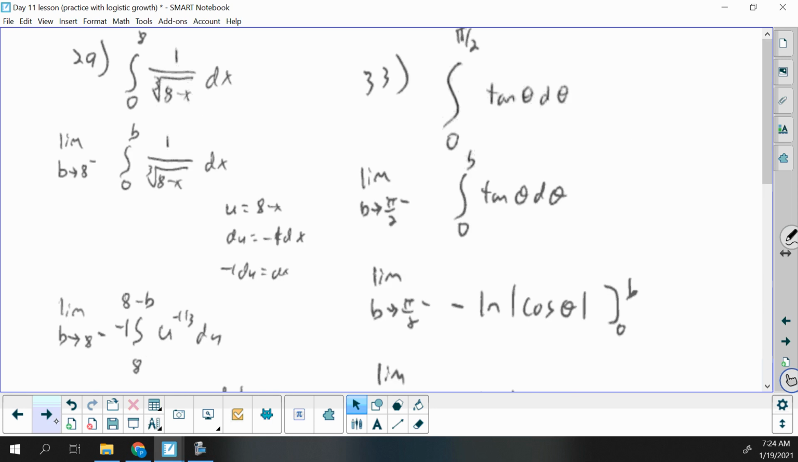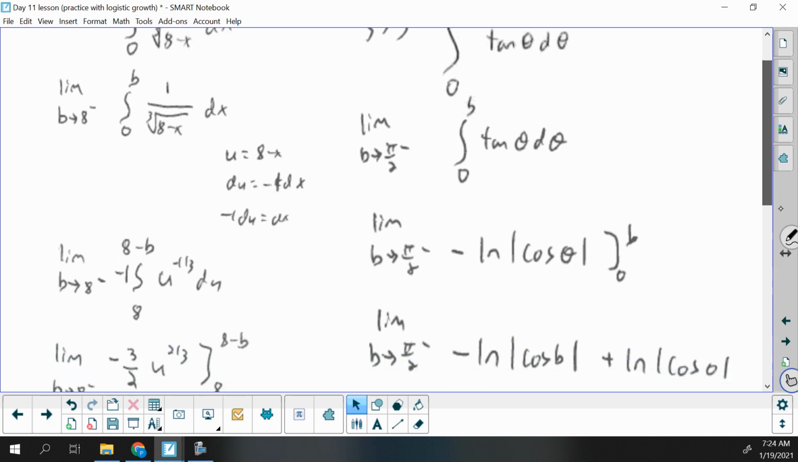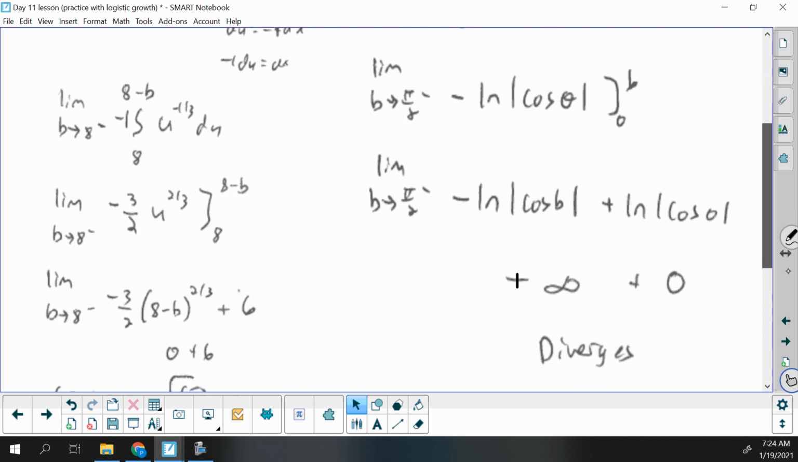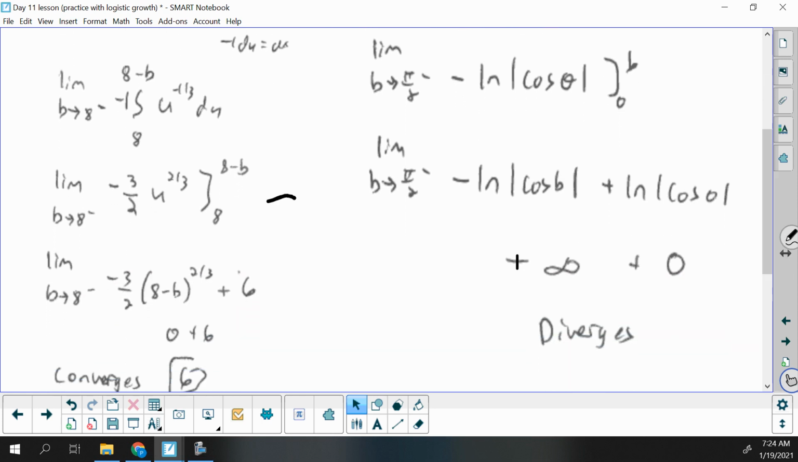The issue in 29 is the 8. It'll make it undefined, so we want to do limit as b approaches 8 from the left. You got to do a u substitution. After doing your u substitution and changing your bounds, you get to this when you do your antiderivative. When we fill in, direct substitution with the 8 just gives us 0, so this is going to converge and it'll approach 6.